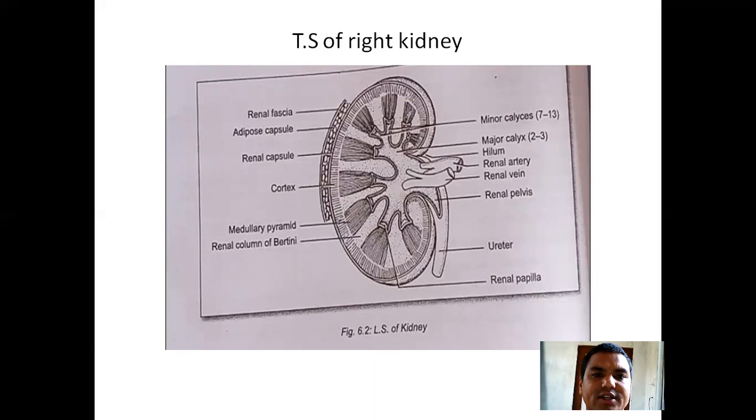Dear students, there is a TS of the right kidney. In the outer part you can see the renal fascia. Below the renal fascia there are the adipose capsule and renal capsule. The cortex region you can also see easily. The renal column of Bertini is shown in the figure. Minor calyces, about 3 to 13, you can see here. Major calyces, about 2 to 3. Hilum, renal artery and renal vein, renal pelvis, ureter, and renal papilla. Please, dear students, draw this structure well and practice for the exam.